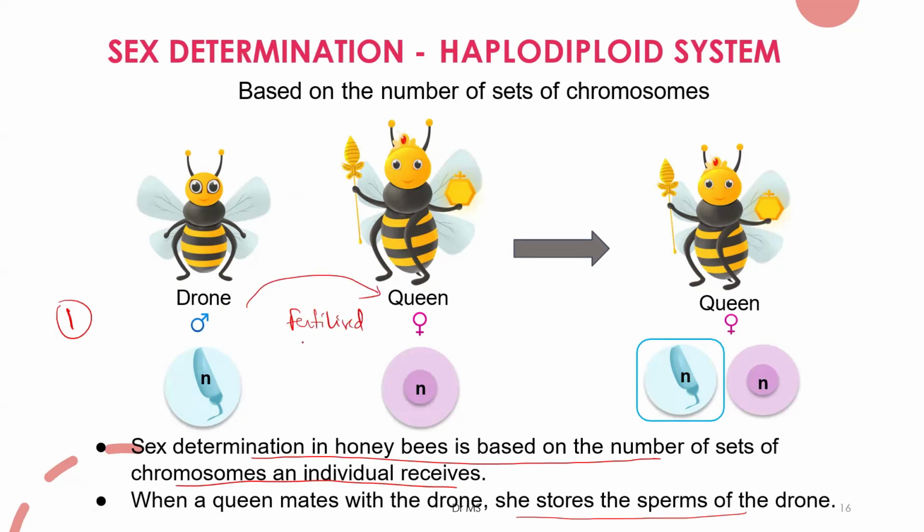Fertilize the queen. Now this queen has the capability to control these sperms. So what does this queen do? She will store the sperms. This guy will just deliver, he is a sperm donor, he will donate it, and this queen will store it. And she will decide whether to use these sperms or not.